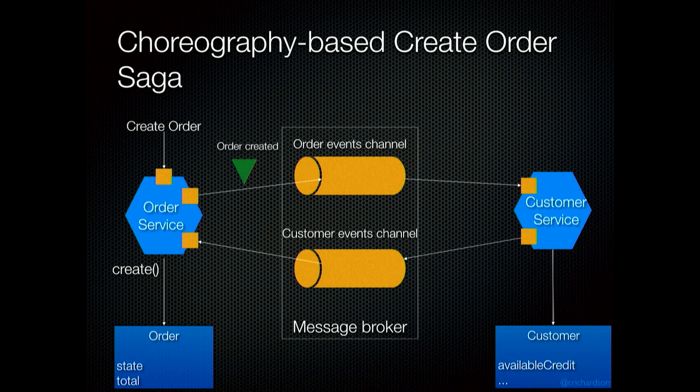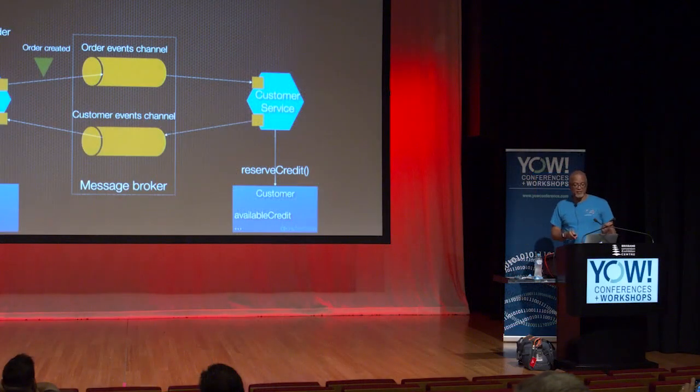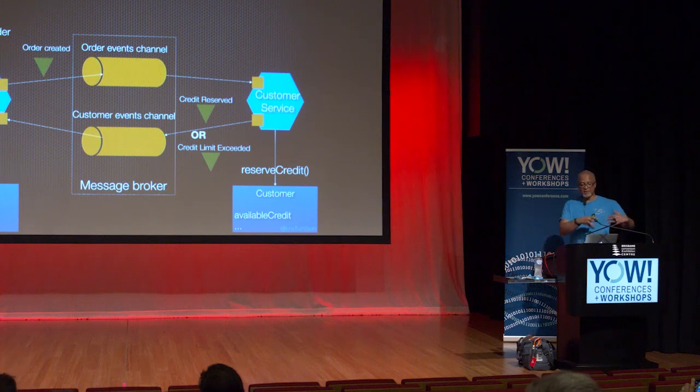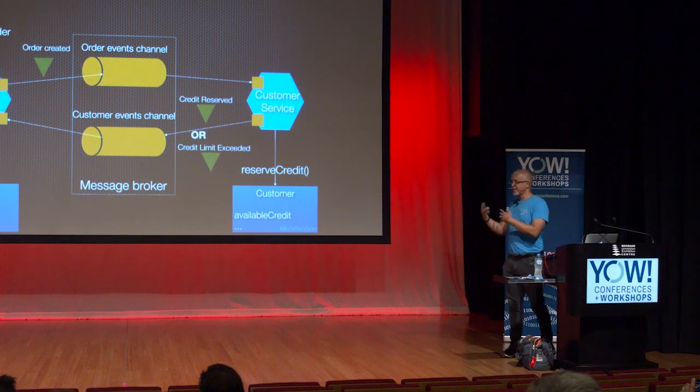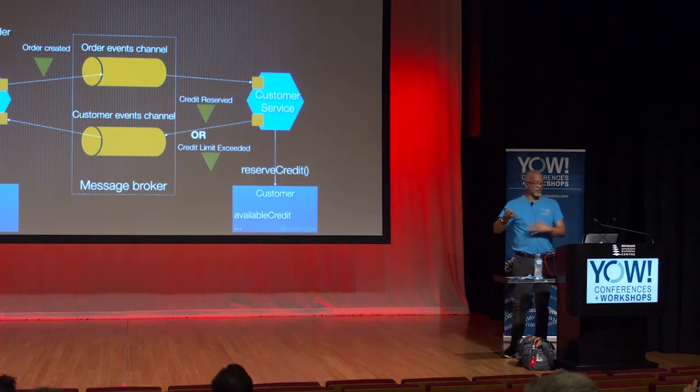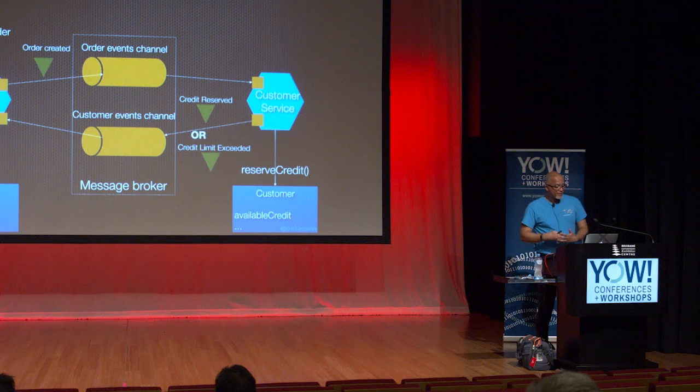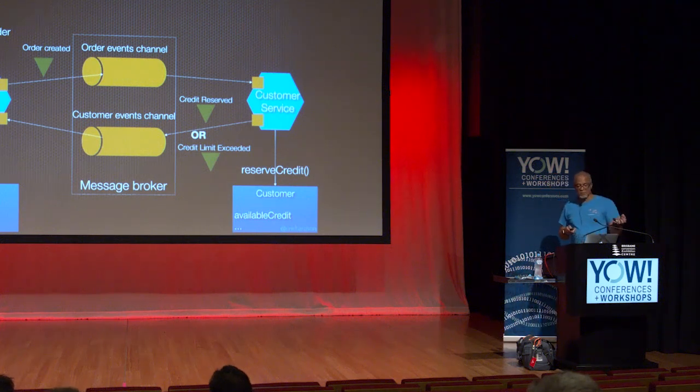Then that event gets consumed by the customer service, which will then attempt to reserve credit for that order, and then based on the outcome, will publish an event, either a credit reserved event indicating success, or a credit limit exceeded event indicating, well, I tried to reserve credit, but there wasn't any available. The order service then will receive one of those events and then either approve or reject the order.